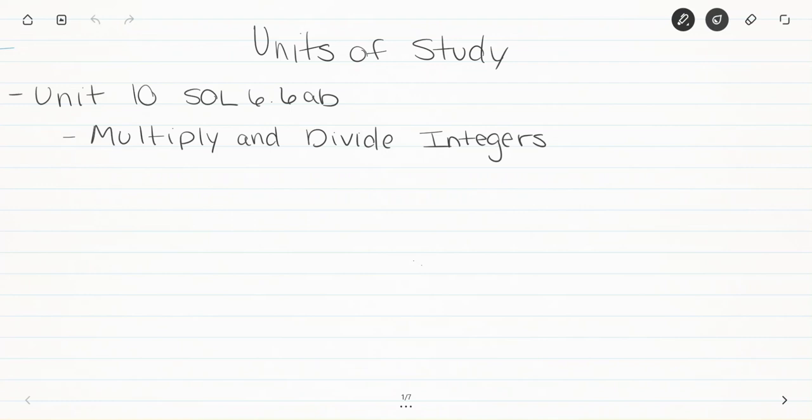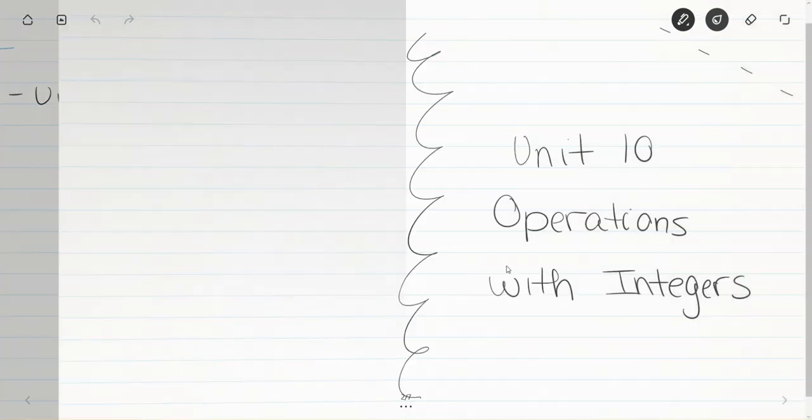Today we are going over Unit 10, and can you believe that we are already starting Unit 10? It's crazy, I know. So we're going to review multiplying and dividing integers today. At the front of your notebook, make sure you're writing in that units of study for Unit 10, which is SOL 6.6 A and B.